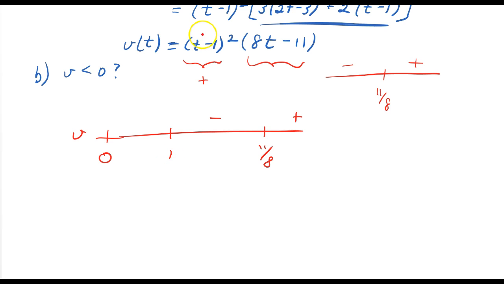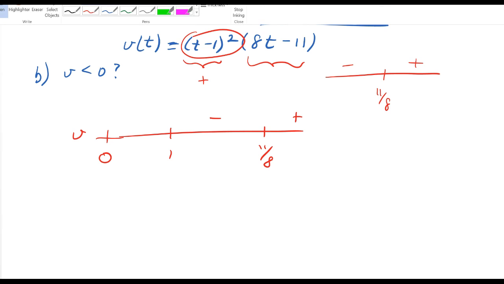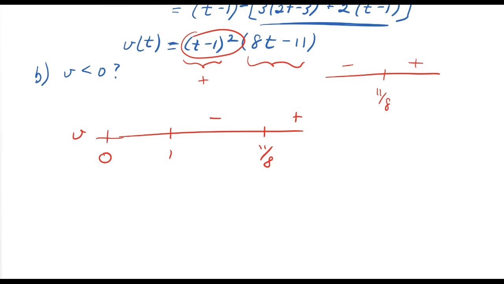At t equals 1, notice that t minus 1 squared is 0. So we've got a few places where the velocity is 0. Velocity is 0 right here and right here. Positive to the right of 11/8. It's between 1 and 11/8. The velocity is negative. And then what about the sign of the velocity when it's between 0 and 1? Well, clearly the times between 0 and 1 fall in this area over here. So the velocity is also going to be negative between 0 and 1.